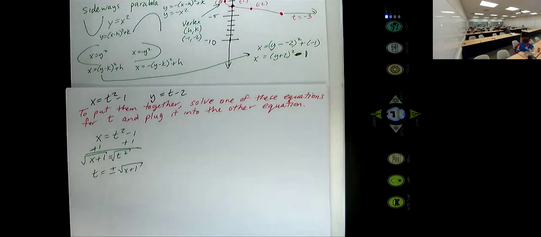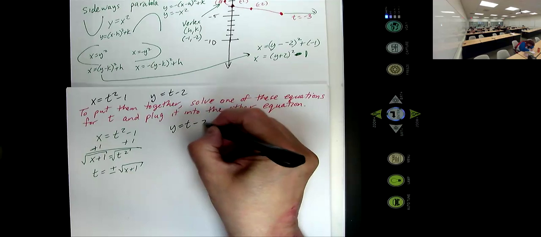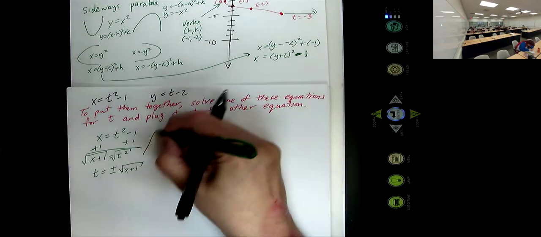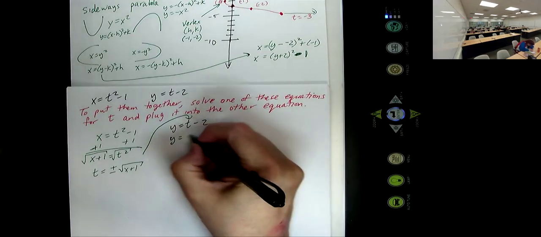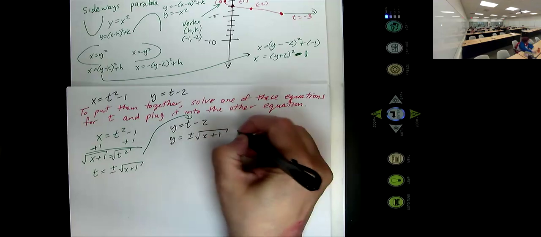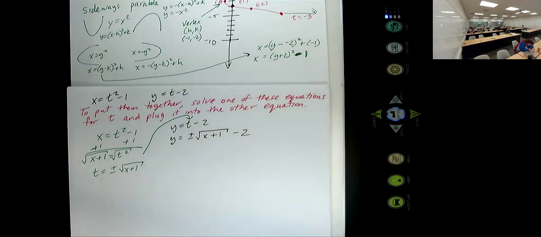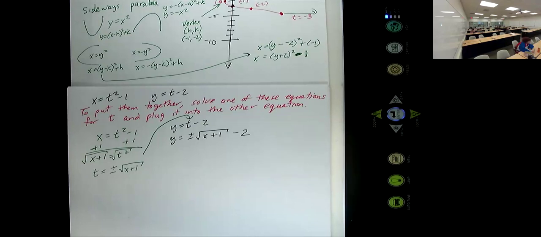And then I started with y equals t minus 2. We're gonna take this and plug it in up there. We're gonna get y equals plus or minus square root of x plus 1, minus 2. Well, that doesn't really look like this, does it? Is it the same thing now?